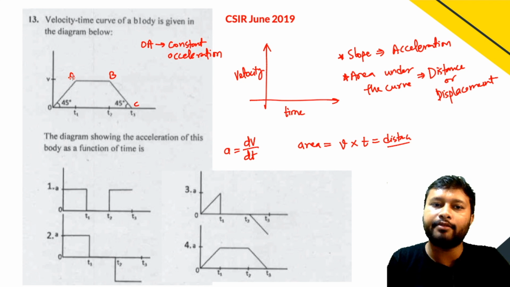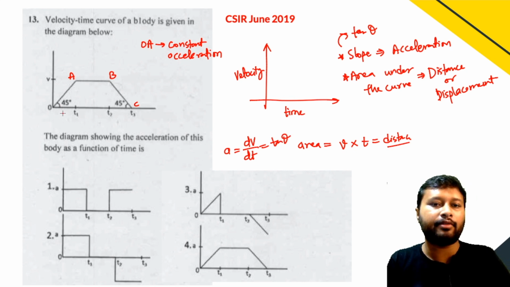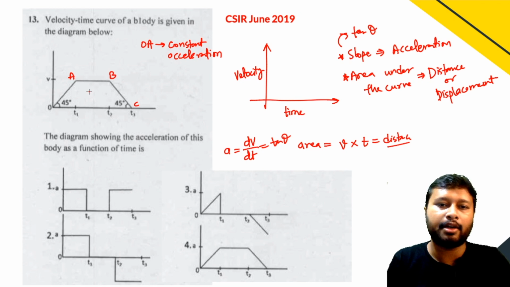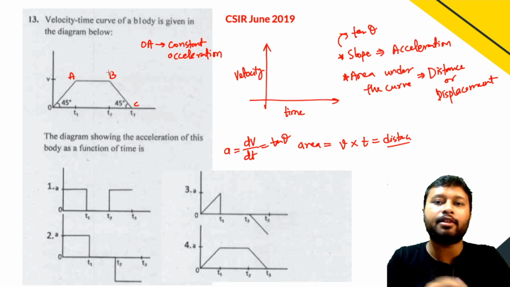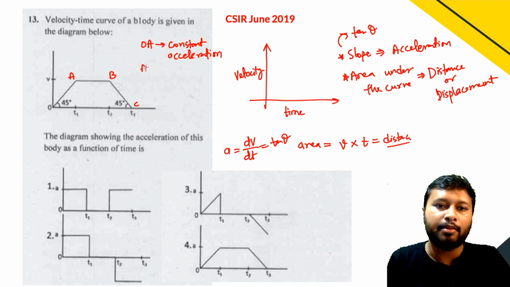Now what's happening between A and B? The velocity is constant. Understand that the slope is calculated as tan theta. So if you see over here, that is tan 45, and tan 45 is 1. I'm just telling the maths people how you can do it with the help of trigonometry also. But between A and B, the angle is 0, right? It's not increasing. The velocity is constant. So if the velocity is constant, there is no acceleration. So between AB, the acceleration becomes 0, or there is no acceleration.